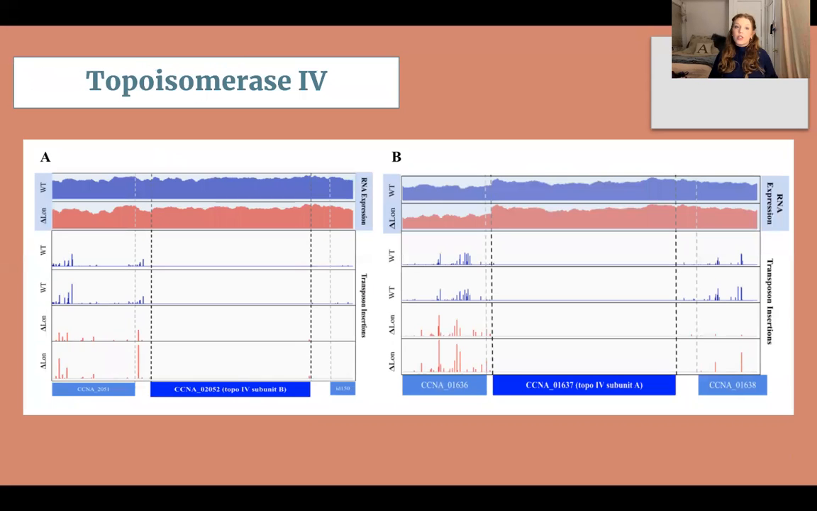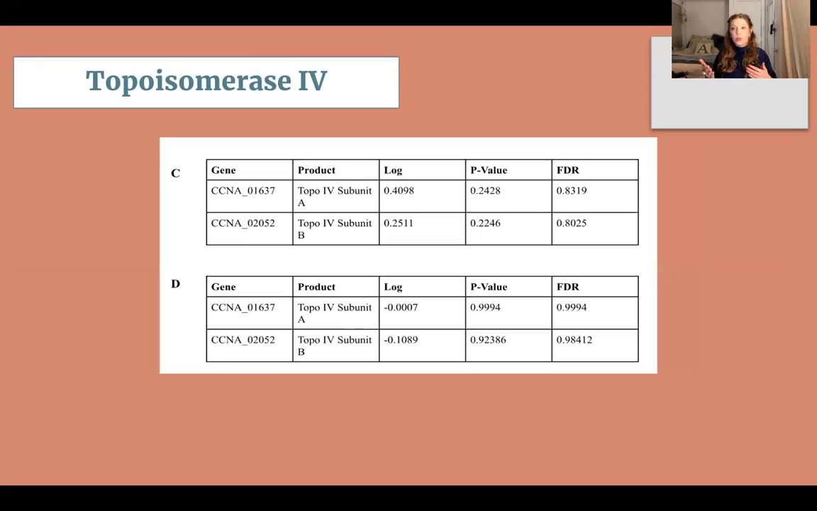Looking at the topoisomerase subunits, subunit B and subunit A, which are also known as Part E and Part C, we're able to see that there are no insertions in either the wild type or the delta lon strain. This is also very important. Unfortunately, again, we're showing the transposon sequencing and the RNA sequencing. There are no values that really have any significance. The log values show that there's not a high enough fold to really say that there's a difference. The p-value and the FDR actually say the same thing, that those values don't have any statistical significance.